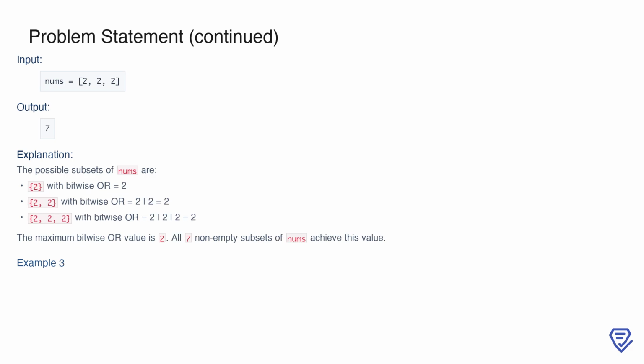Now for the second example, where nums equals 2, 2, 2. The subsets we can form are 2, 2, 2, and 2, 2, 2, along with all other combinations of non-empty subsets. In this case, the bitwise-OR for all subsets is always 2, because every subset contains the identical value 2, and the OR operation with itself does not change the result. The maximum bitwise-OR value is 2, and since all 7 non-empty subsets achieve this value, the output is 7. This demonstrates how identical elements in the array influence the result.